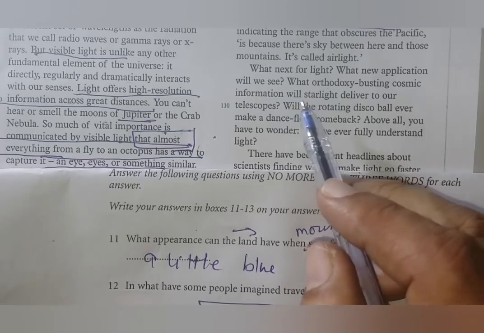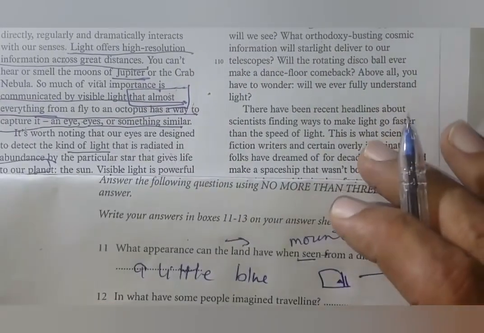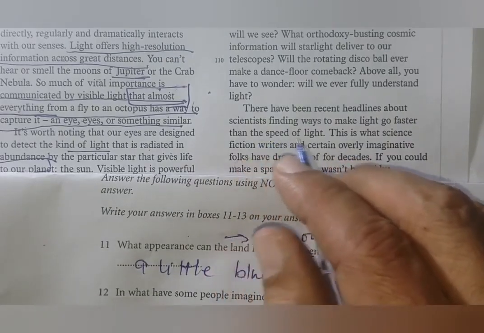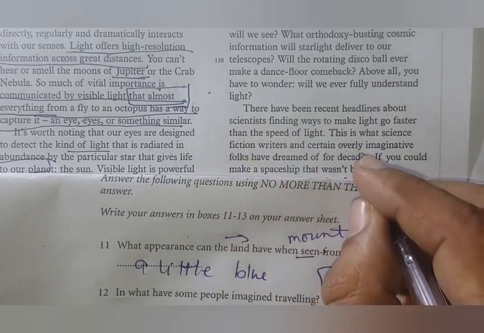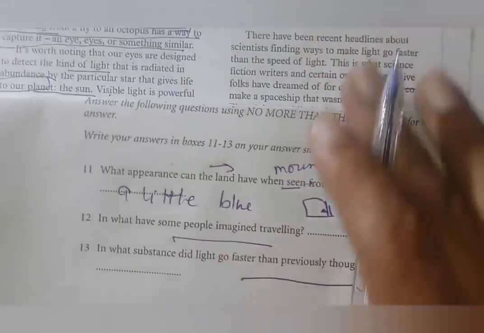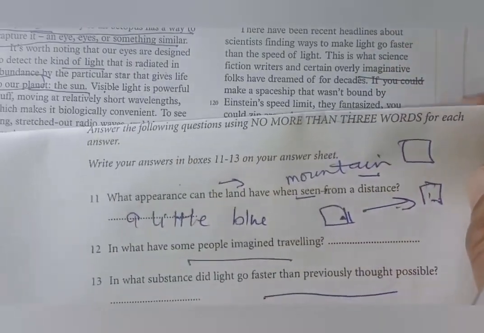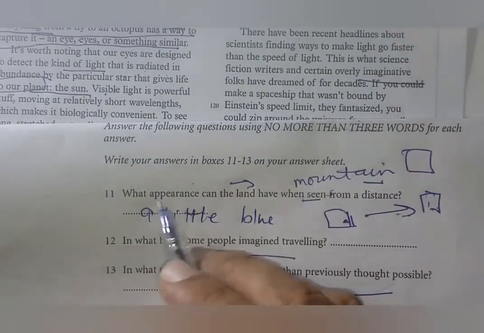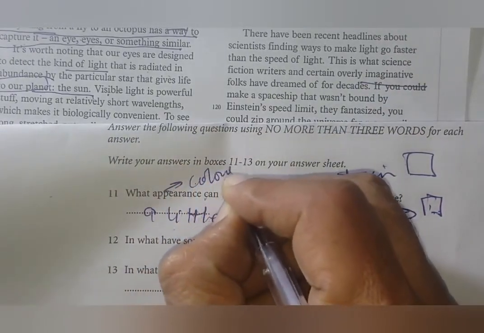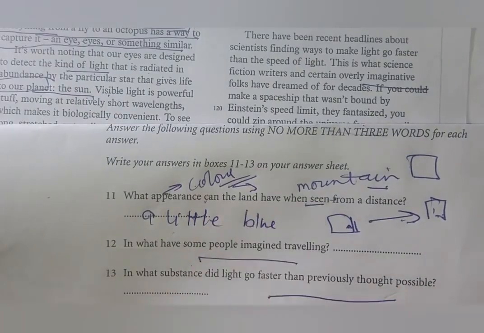We discussed already. The word imagine, I have to check. Yes, I got it here. Imaginative. Dream: if you could make a spaceship. Wow, they want to travel, right? So naturally, what's their imagination? He said, what appearance? So for appearance, I have to give any kind of appearance related to color, shape. So I got color, that's why I gave the answer. Right, this is my tip here.